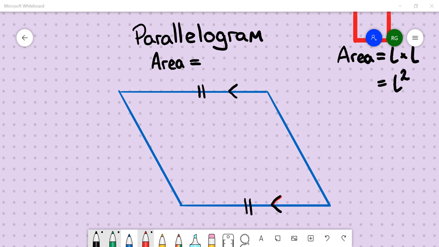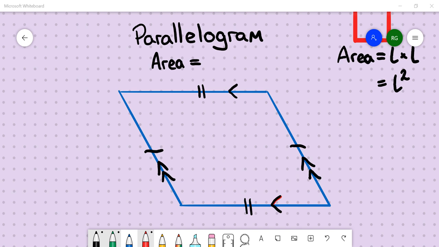These other sides are also matching in length and matching in direction that they are pointing, so they too are parallel. Hence the name parallelogram. As with many of our shapes, the way in which we determine their area is by changing them into rectangles.